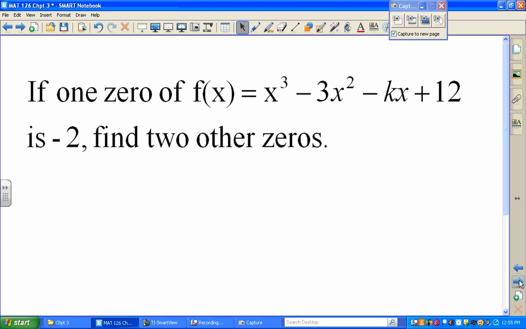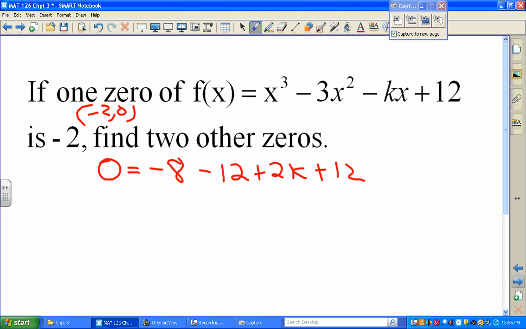What do you think the negative 2 is there for? Oh, plug it into what? To find k. Because right now it's not calculator ready. All right, so if you plug it in to find k, you're going to set it equal, obviously, to 0, aren't you? So you have 0 equals, because this is the point negative 2, 0. So 0 equals negative 8 minus 12 plus 2k plus 12.